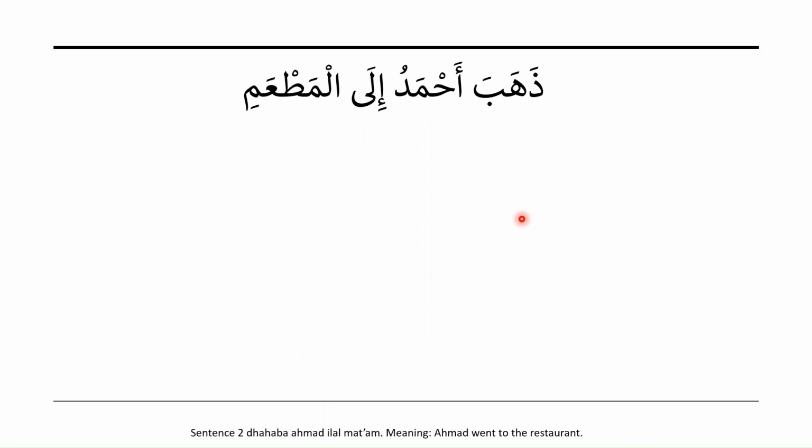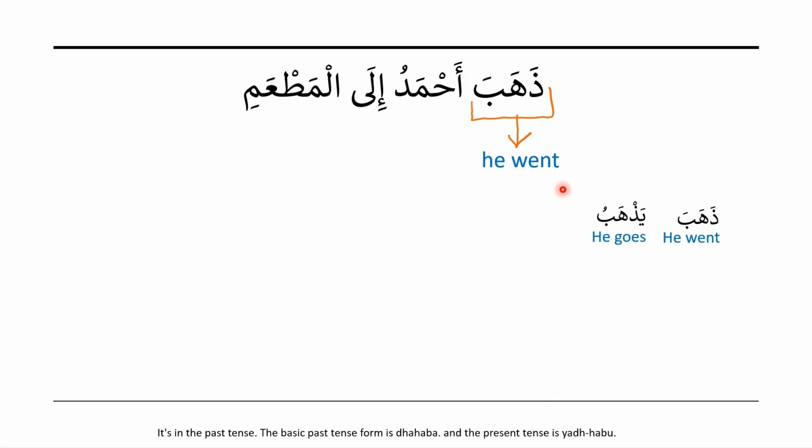Sentence 2. ذهب أحمد إلى المطعم, meaning Ahmad went to the restaurant. Let's break down the words. ذهب means he went. The basic past tense form is ذهب, he went, and the present tense is يذهب, he goes.